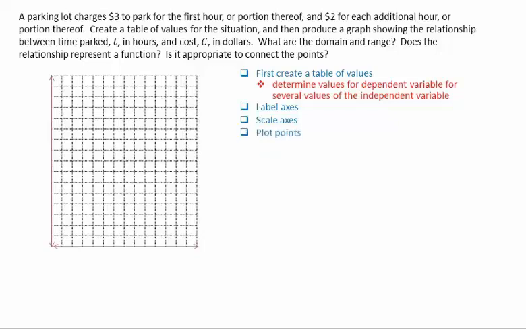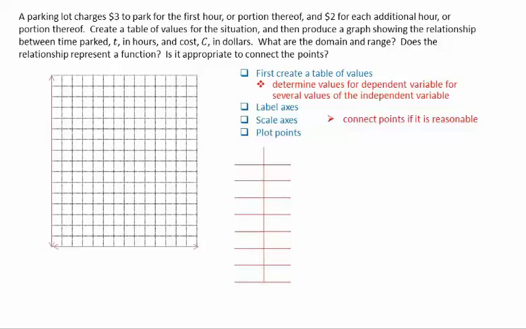We then plot the points. We only connect the points if it is reasonable. This means if the variables consist of all real numbers between the plotted points. First, we'll make our table of values.